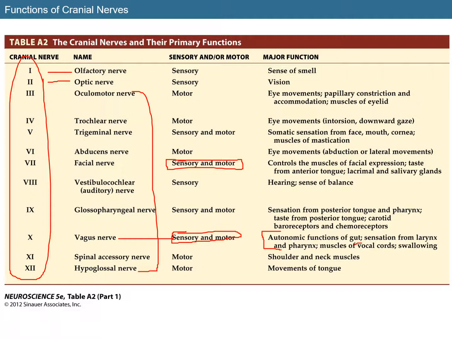And then we'll see a little bit more about a number of these that play a role in how your tongue tastes things and moves, as well as your eye, which moves. And so lots of these cranial nerves play roles in those functions.